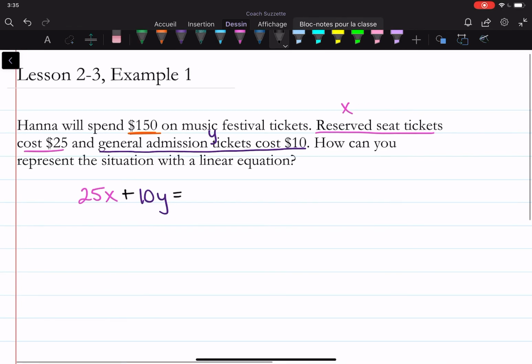The sum needs to give us 150. So that's our linear equation.